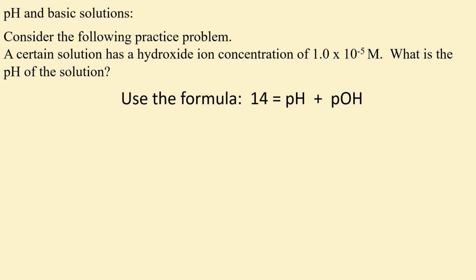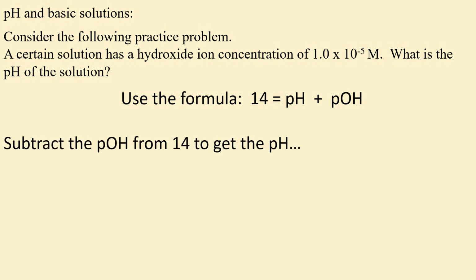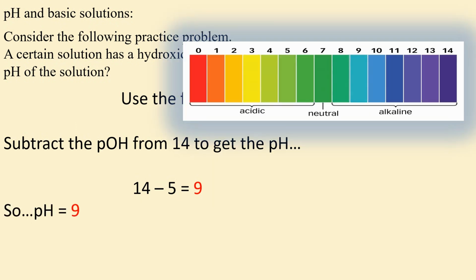Now use the formula 14 is equal to pH plus pOH. So subtract the pOH value from 14 to get the pH. So 14 minus 5 is equal to 9. And the pH value of this solution will be pH 9.